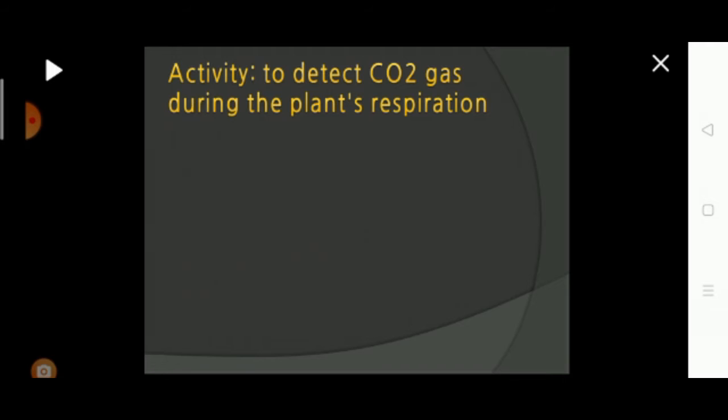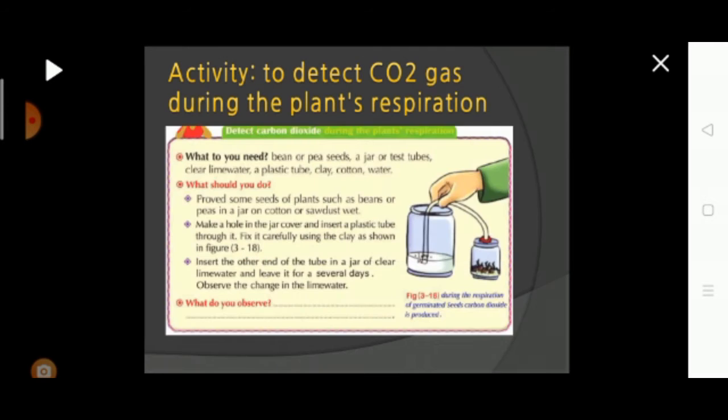Another activity to detect carbon dioxide is during plant respiration. In this activity you will need bean or pea seeds, a jar, test tubes, clear lime water, plastic tube, cotton and water. Firstly, put some seeds of plants such as bean or pea in a jar on cotton or sawdust. Make a hole in the jar cover and insert a plastic tube through it. Fix it carefully using clay as shown in this figure. Insert the other end of the tube in a jar of clear lime water and leave it for several days.